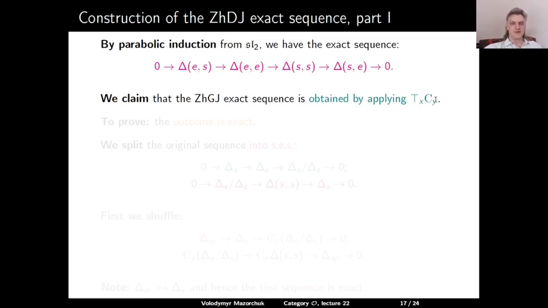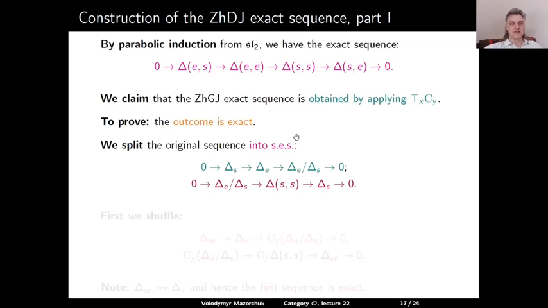This follows directly from the definition. So we need to prove that applying T_x C_y to this exact sequence, we get an exact sequence. So we need to prove exactness. This is a 4-term sequence. We split it into 2 short exact sequences.